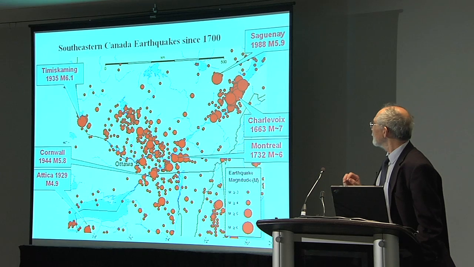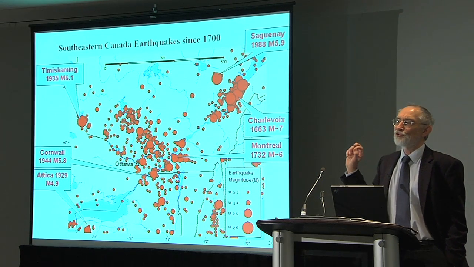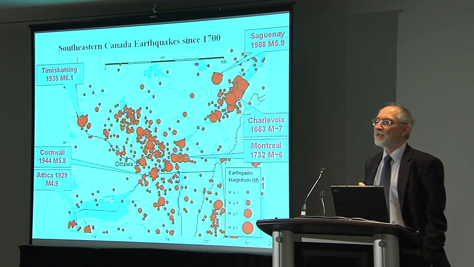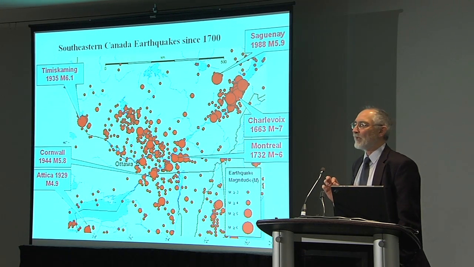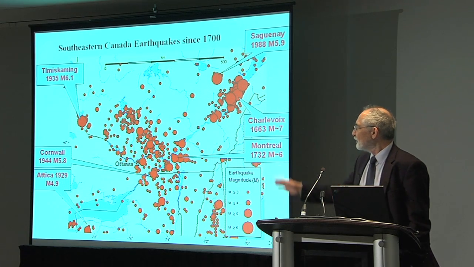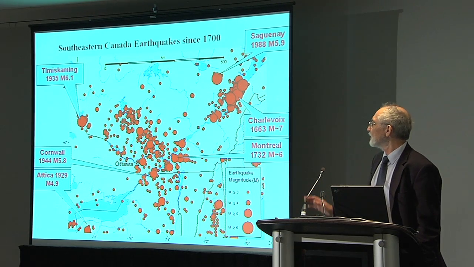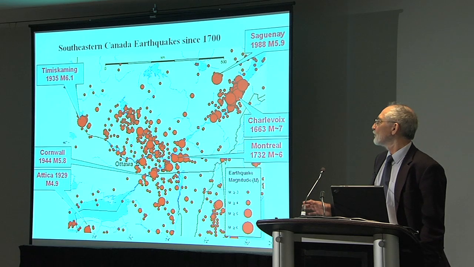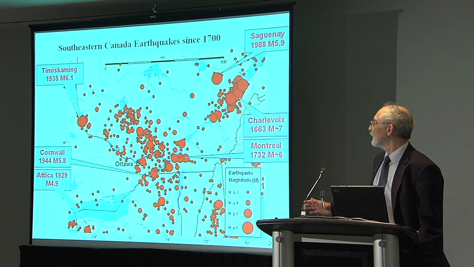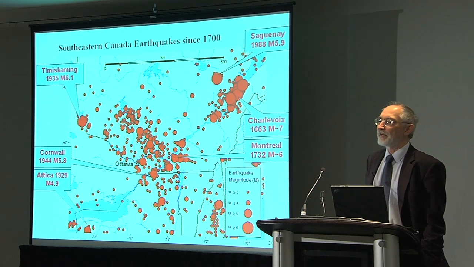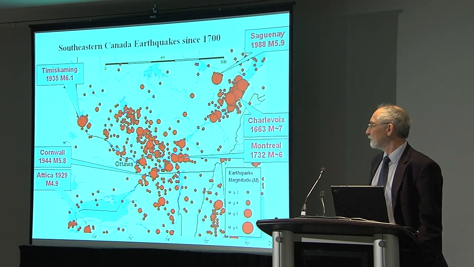But we've had other earthquakes in the Saguenay, which is the one that Dennis showed with the damage to the Montreal East Town Hall. That was a magnitude 5.9 in 1988. And that's the last really damaging earthquake we had in eastern Canada. If we come down towards the Toronto area, you'll see that the number of dots on there, which is a measure of the relative seismicity, decreases. But there are earthquakes a little bit further away from Toronto that have caused relatively strong shaking. Cornwall in 1944, Temiskaming in 1935, and Attica in 1929. Attica was on the New York side of the lake.